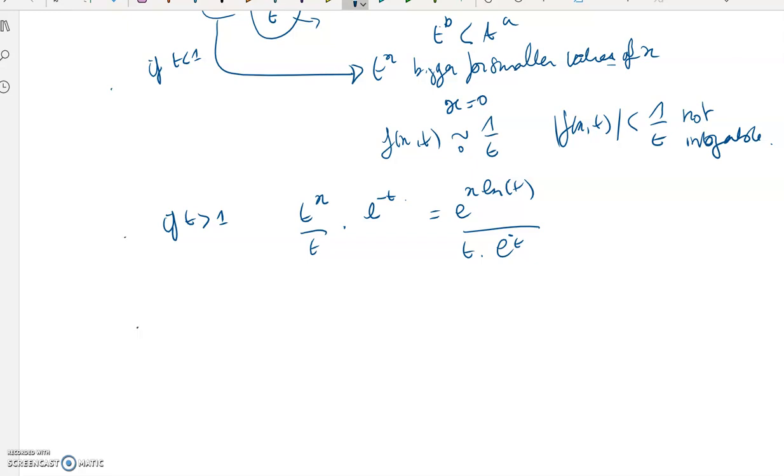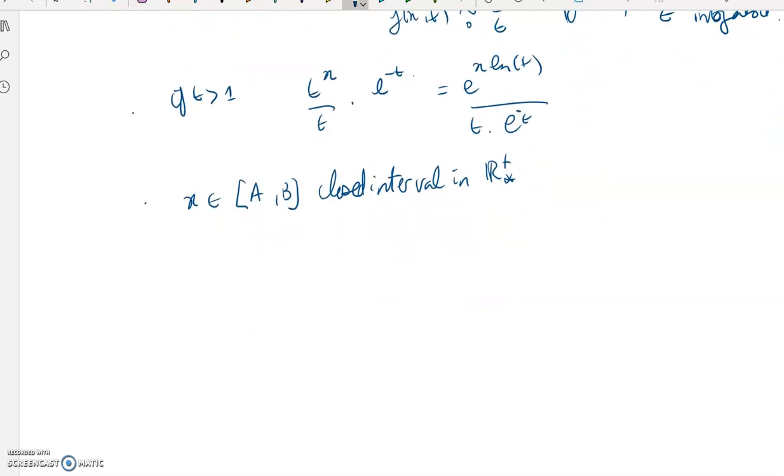We use the extension of the theorems. We consider x that belong to any closed interval in R plus star. So the lower bound a can be as close as I want to 0, but not 0, and the upper bound b can be as big as I want, but it's not going to be infinity. In that case, it's going to be much simpler to find a dominating function.